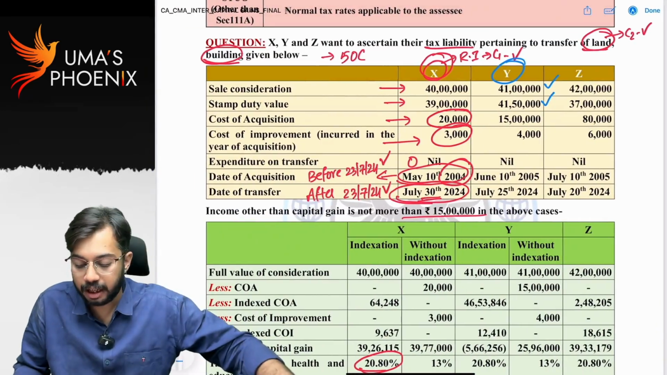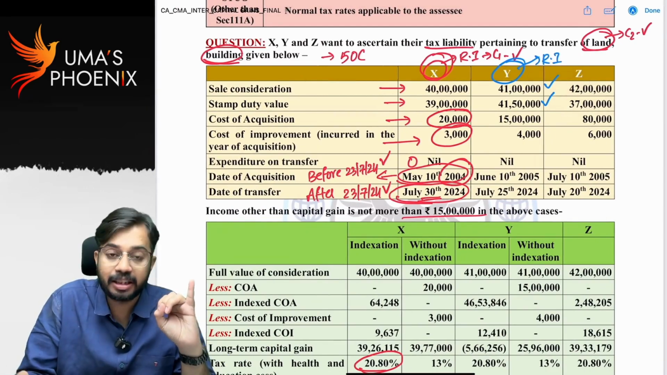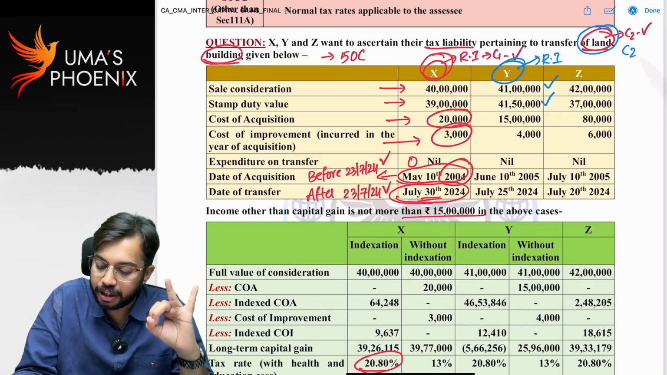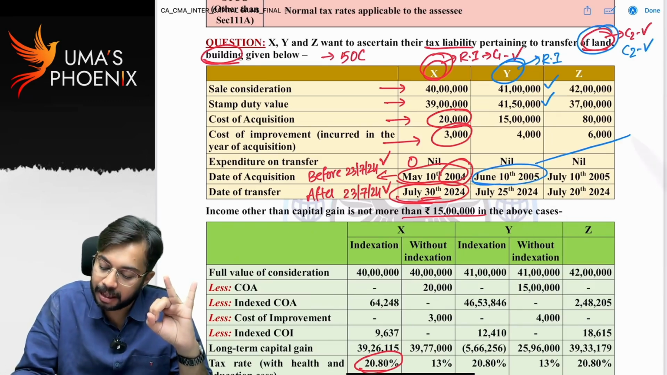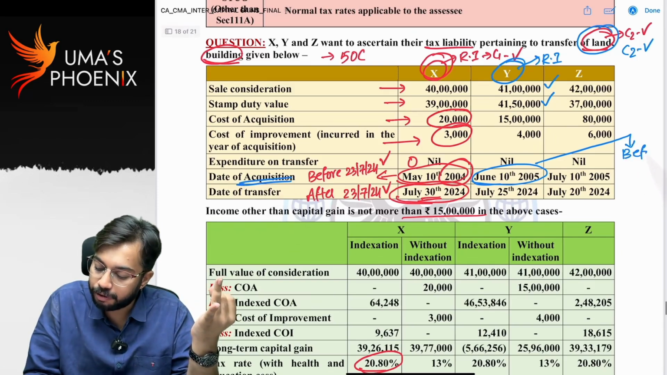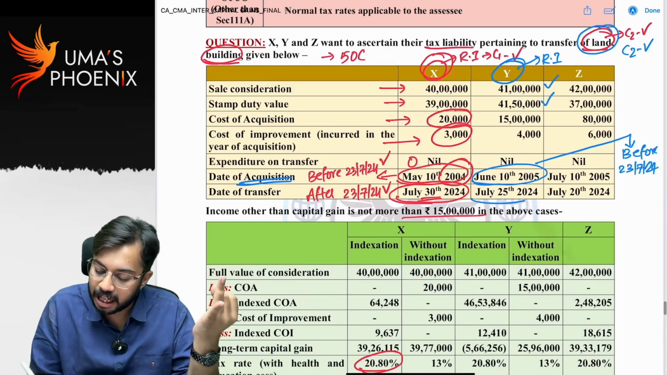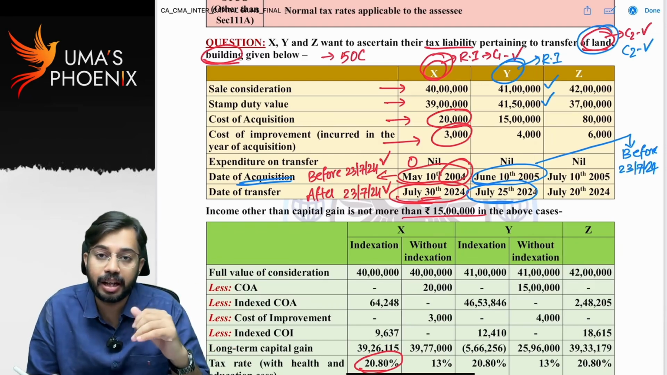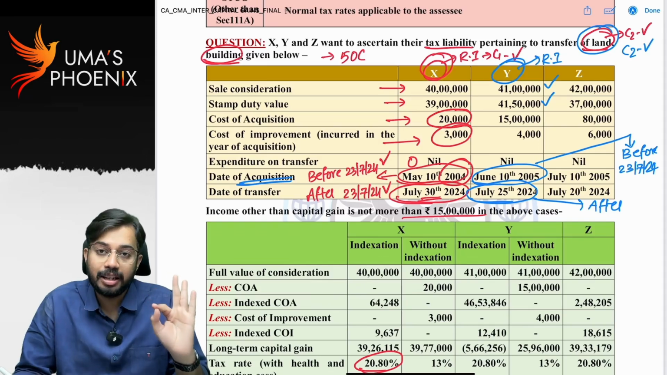Now, see, this property is transferred by Y. Let us assume Y is resident individual and property that is transferred is land. Condition 2 also satisfied. When it was purchased, June 10, 2005, that is the date of acquisition. Date of acquisition is before 23rd July 2024. When it was transferred, July 25. July 25 means after 23rd July 2024. All the four conditions are satisfied.